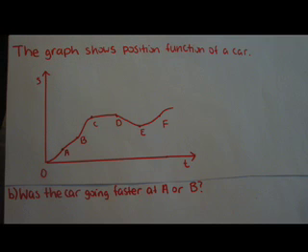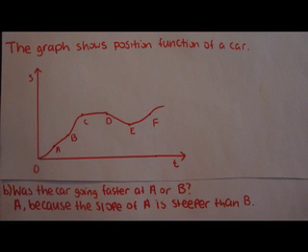The next question is, was the car going faster at A or B? The answer to this question is that the car was going faster at A. This is because at A, the slope of the line was greater than it was at B. To find the velocity, one could look at the graph of the derivative, or you could just look and assume that at A, the slope was steeper than at B, because that's what you can visually see on the graph.